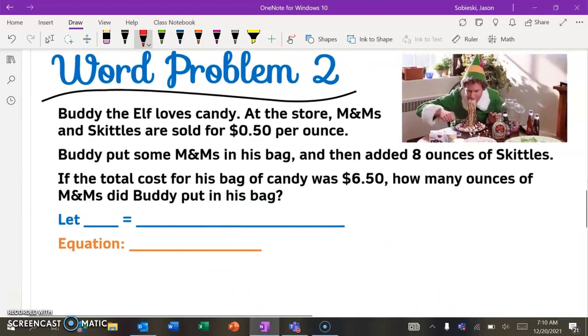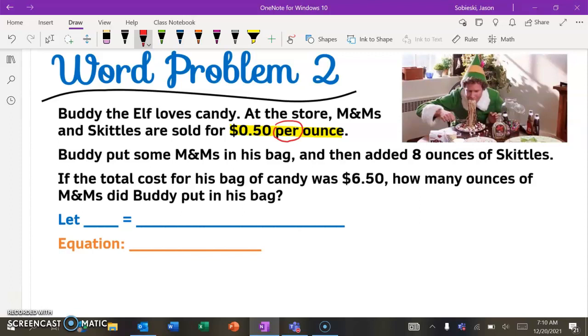All right, so for word problem 2, it's no secret, Buddy the Elf loves candy. At the store, M&Ms and Skittles are sold for 50 cents per ounce. We have a number, so that's important information. And we said anytime we see the word per or each, that's something that we want to circle.